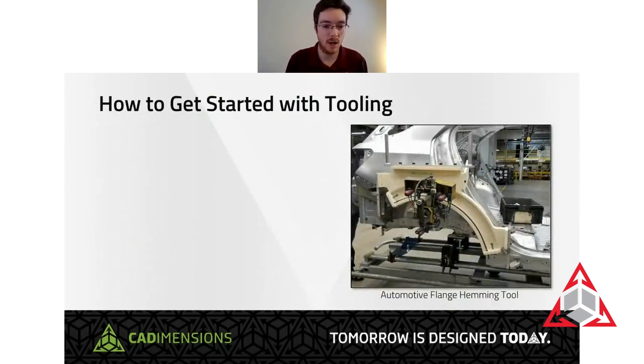And there on the right, you can see an automotive flange hemming tool being used. It's a really big part. It's cool. So how do you get started? First, you show up to webinars like this. You educate yourself, you inform yourself, and you learn what's out there. You learn how other industries are using it. What benefits are they seeing? What challenges is it solving? So you can already check that box.